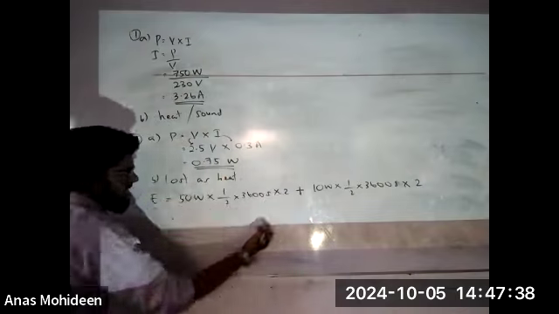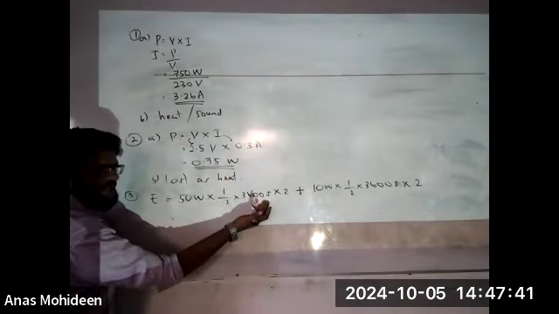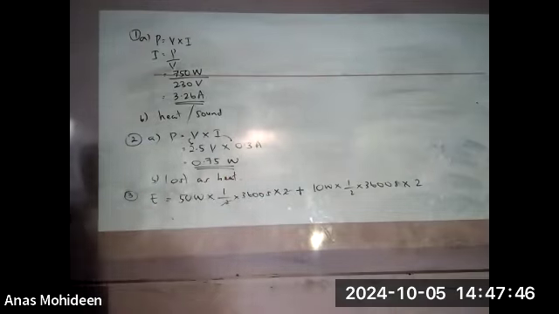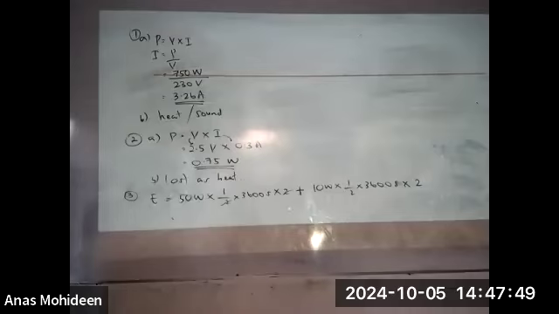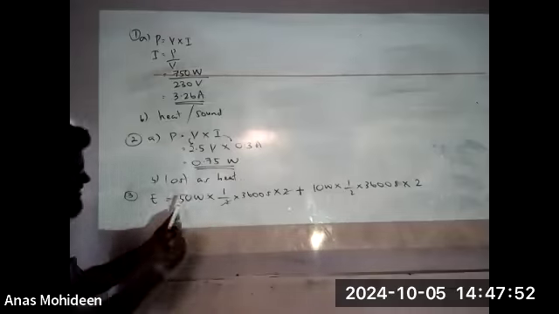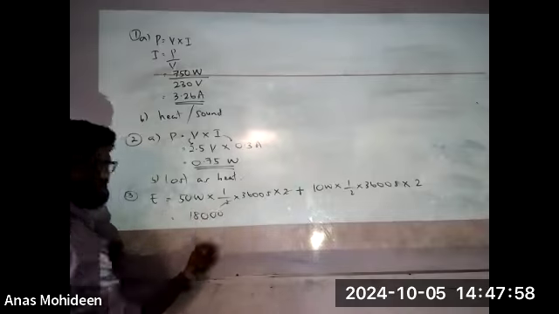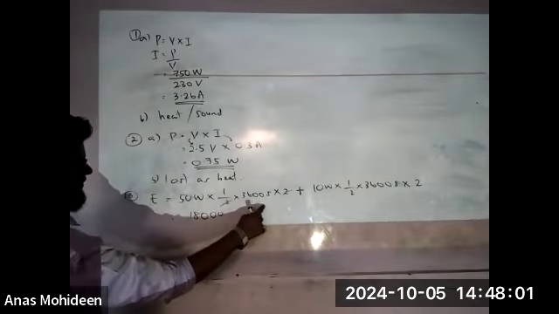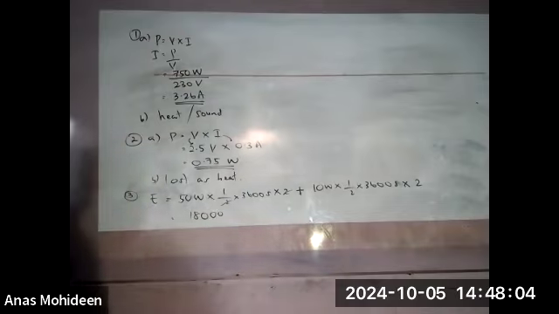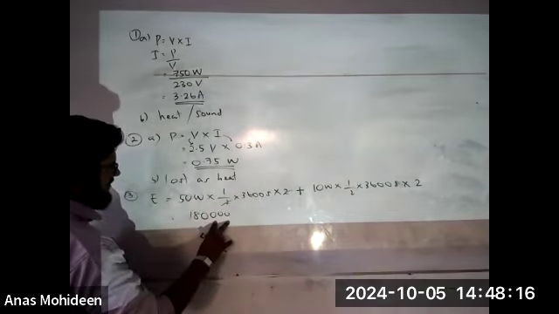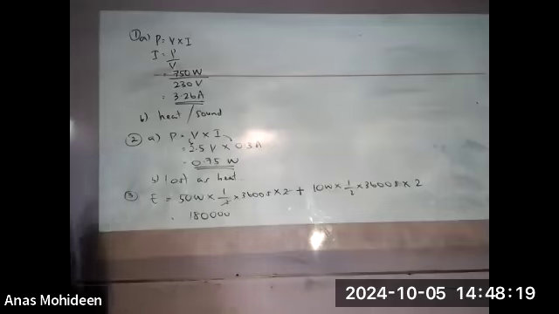So anyhow, what is the answer here? 50 into half into 3600 is 1800. Again 2, you can cut this. So 50 into 3600, how much is it? 18,000? No, 180,000. 50, 3 more zeros are there. 5 into 36, 180. 180,000.